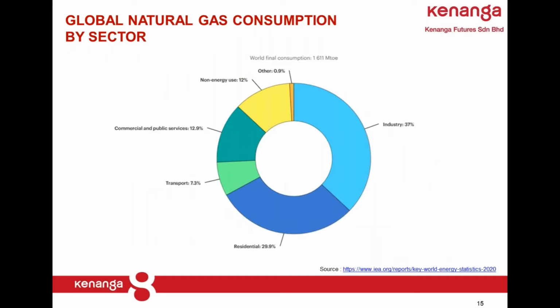Now, in terms of global natural gas consumption by sector, as you can see, industry is the highest. This industry also takes into account power generation. It is followed by residential, mainly for heating and cooking. The third one is commercial and public services, covering commercial activities, followed by the non-energy and transport sectors.